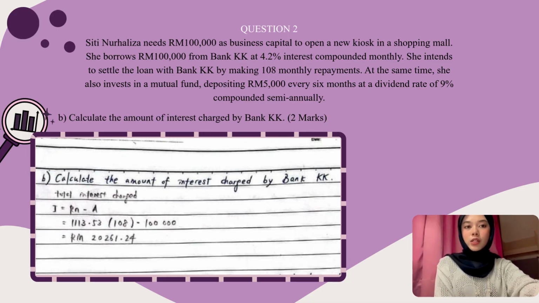They ask for the total interest charge. For total interest charge, we will be using the formula I equals Rn minus A, which we already know that our R is 1,113.53, and our N is 108, and our A is 100,000. Then we continue substituting the information given into the formula. So the final answer for this question is 20,261 and 24 cents.